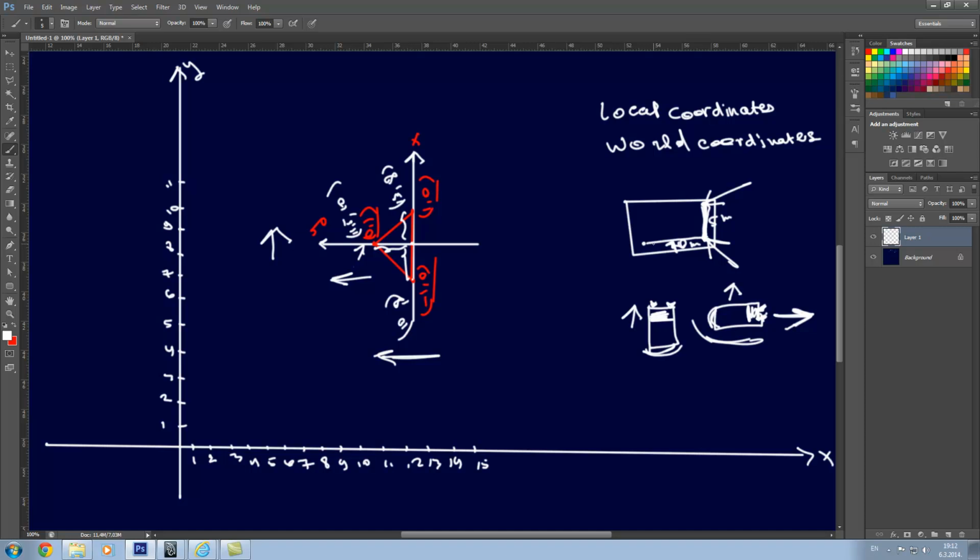Do you guys understand this part? Do we understand this idea? Do you have any questions regarding that part? Anyone? Okay.